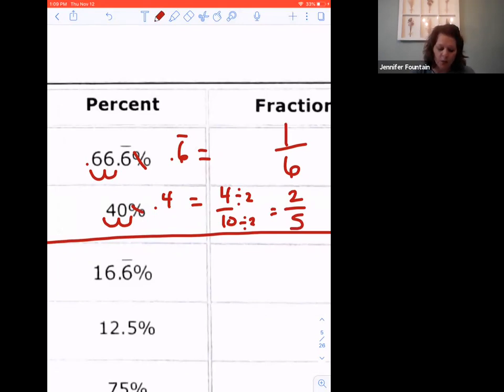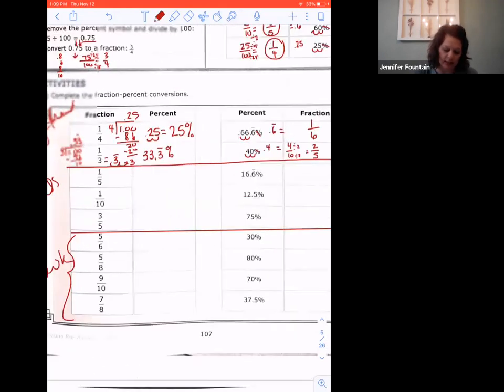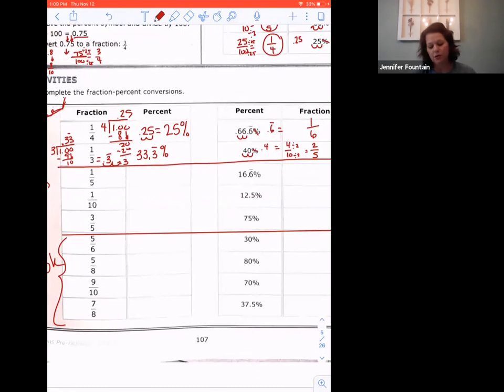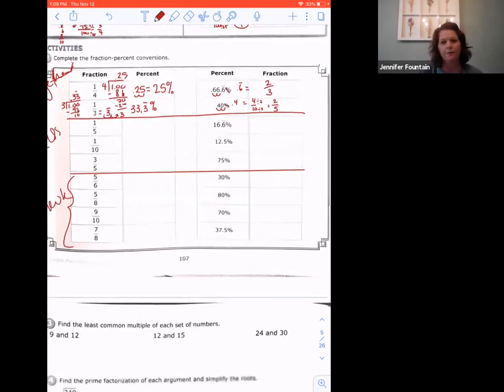Okay, so I want you guys to go ahead and work those middle 6. You've got 3 fractions to percent conversions and 3 percents to fraction conversions. Oh, and I totally wrote the wrong thing. That was 2/3, not the 1/6. I was looking at the 16.6 repeating and did the 1/6. So work on those middle 6 right now.